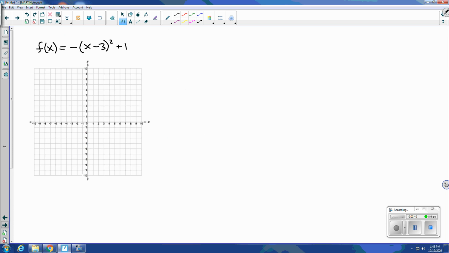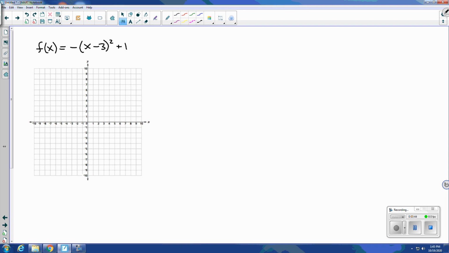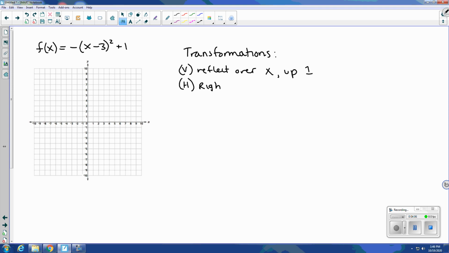Second example, still looking at vertex form problems. Let's identify the transformations. So vertical transformations, we're going to have reflect over x and then up 1. When it comes to the horizontal transformations, we will have right 3.